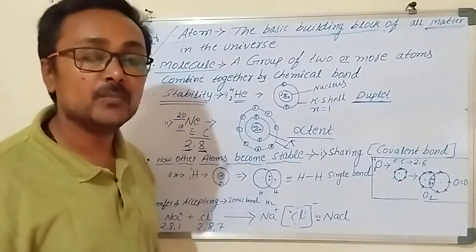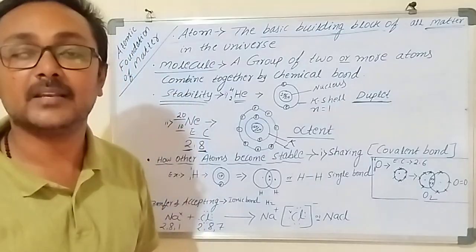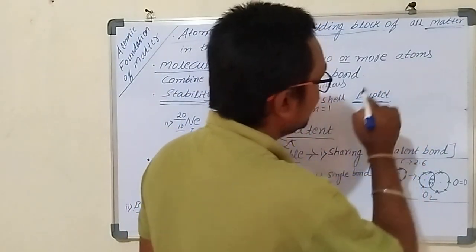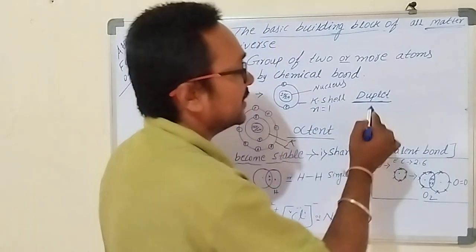Sir, how many noble gases will be there in the periodic table? Total 8 noble gases are there. Sorry, 6 noble gases are there.